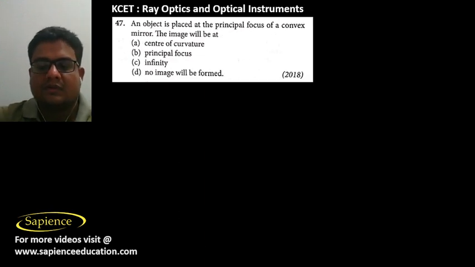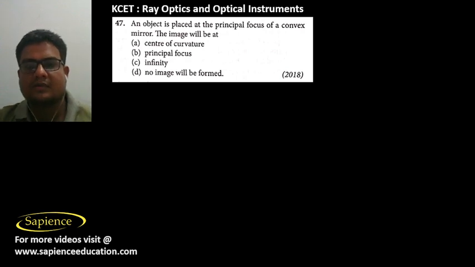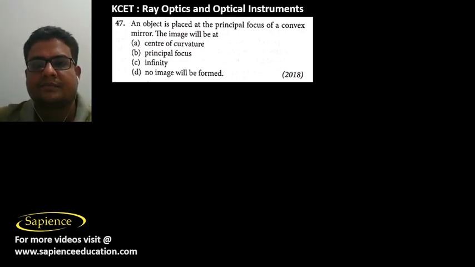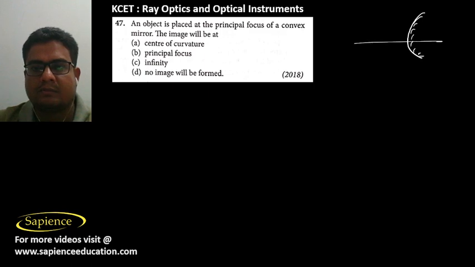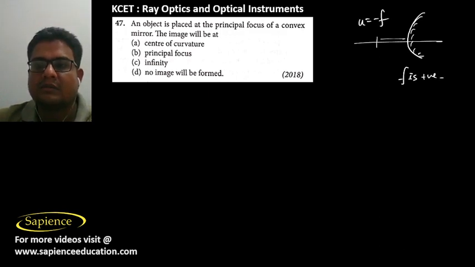Then in question number 47, it is told that an object is placed at the principal focus of a convex mirror. So here the focal length is positive and u is equal to minus f. So therefore, how will be the image?